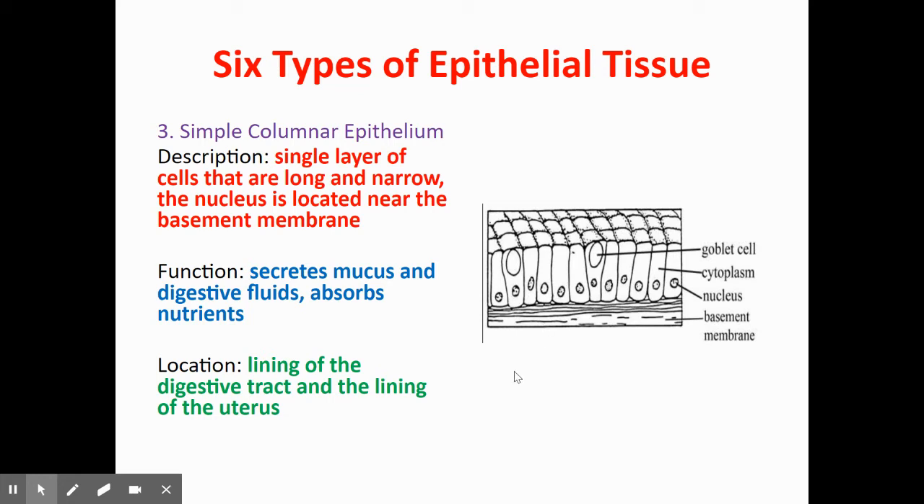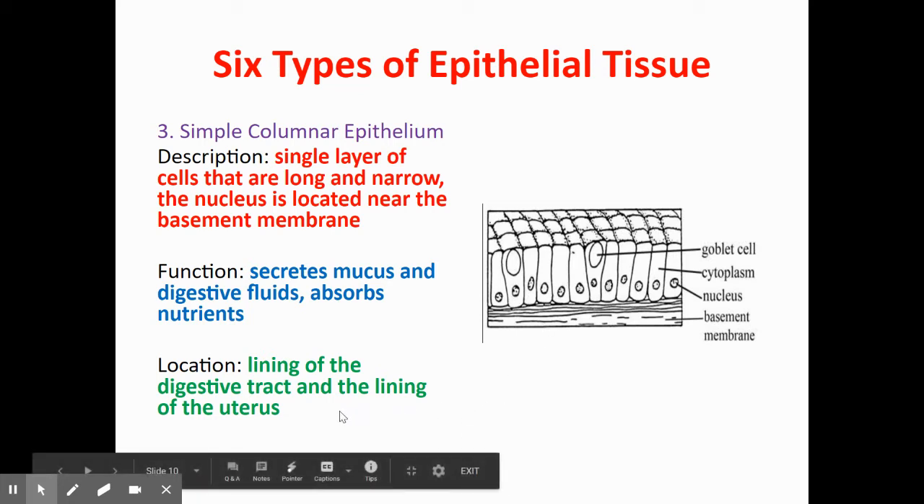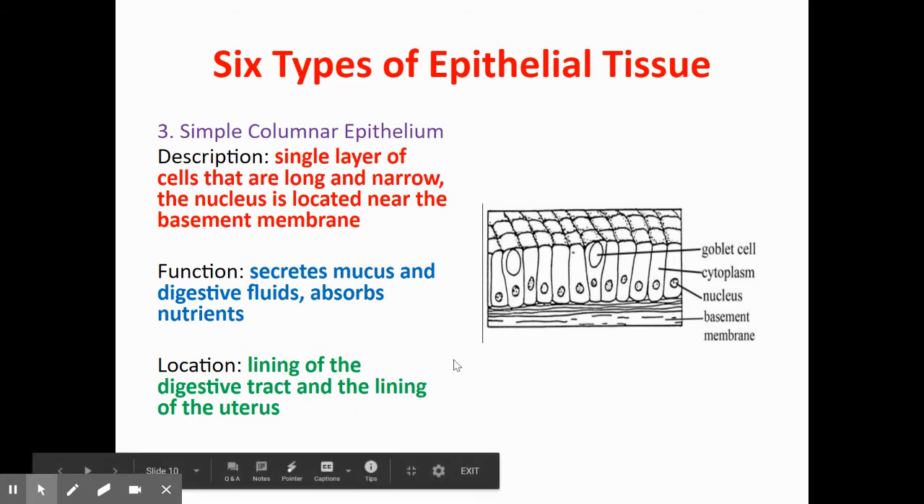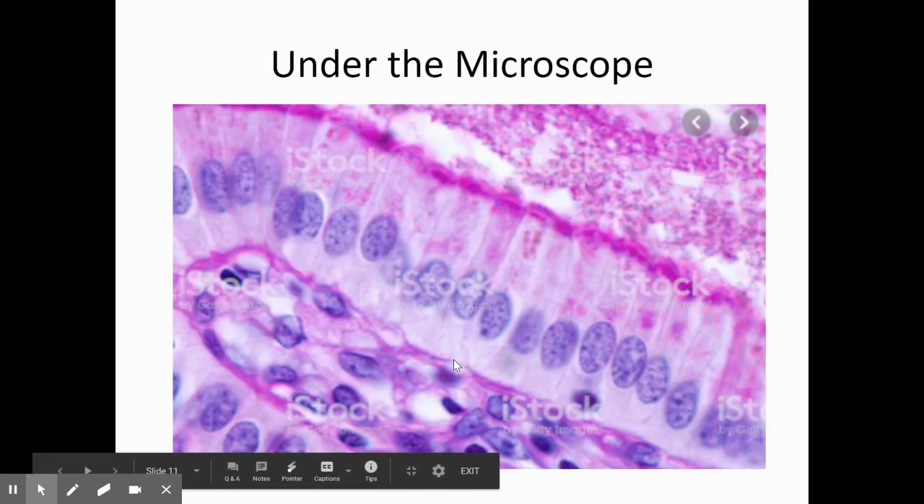These cells are also going to be lining the uterus. So that would be another place where you're going to find simple columnar epithelial tissue. All right, let's move on to the fourth one.